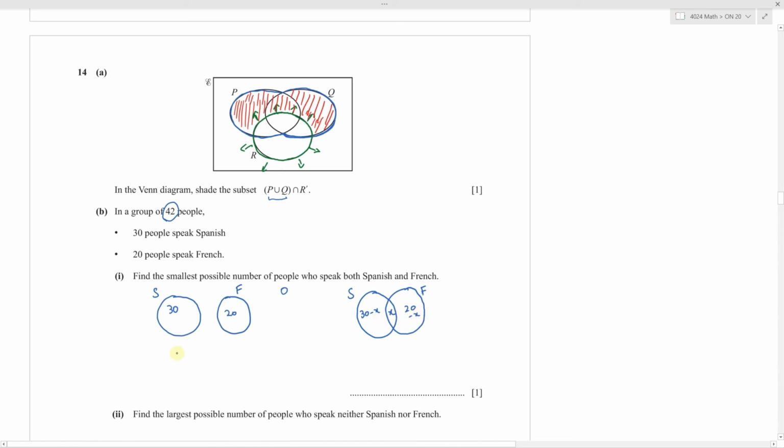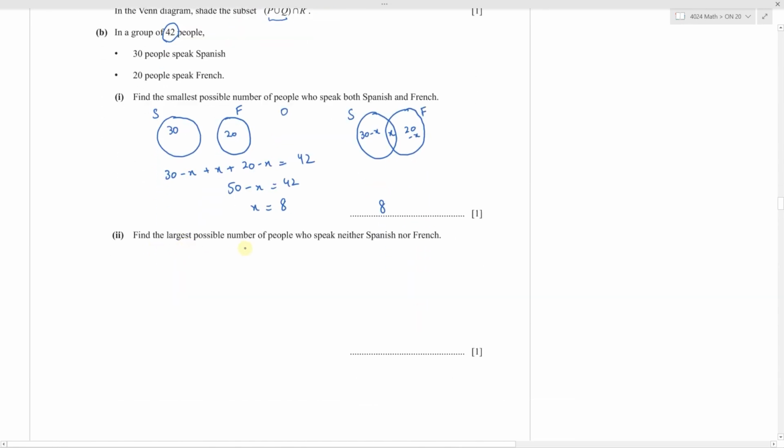Now we can solve for X because we know that the total number of people is 42. So this will be 30 minus X plus X plus 20 minus X, which should equal 42. So this X and X cancel out. This becomes 50 minus X equals 42. And this will give you X equals 8. So the smallest possible number of people who speak both Spanish and French is 8.